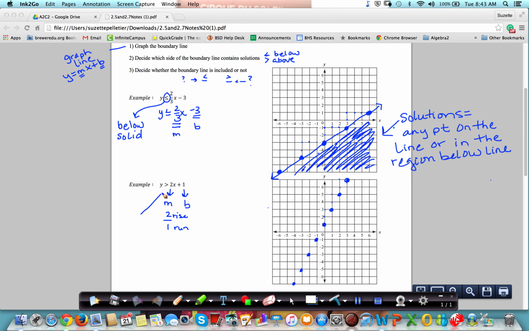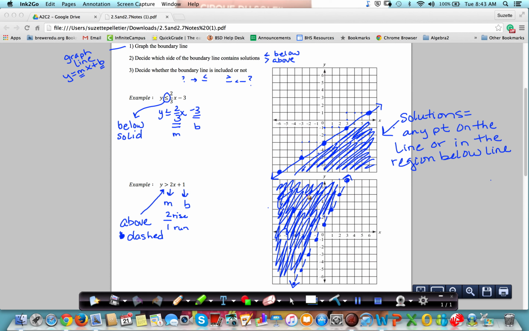The symbol here, greater than, means that I'm going to be shading the region above the line because it's greater than. And since there's no equal sign, it does not include the points on the line, which means I'm going to make the line dashed so everyone knows the points on the line are not included. So dashed line, okay, and I'm going to shade the region above. So that means the solution this time is all of the region above the line. Anything in this region is a solution, not on the line, but everything above the line. Okay?